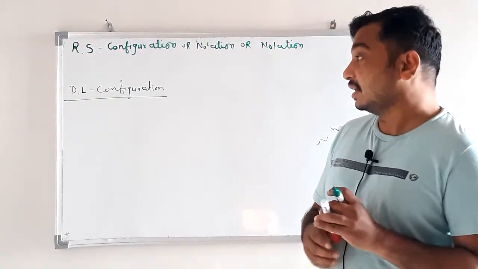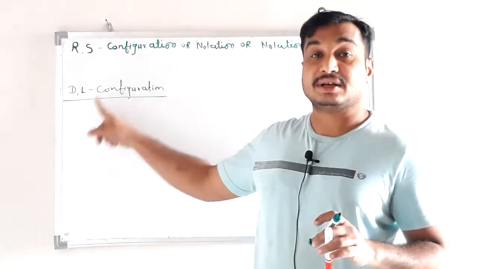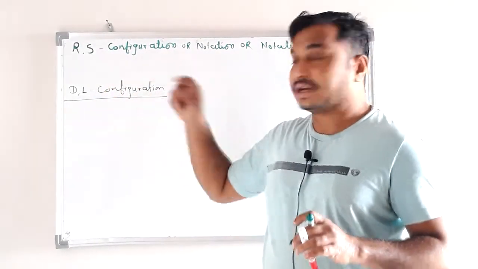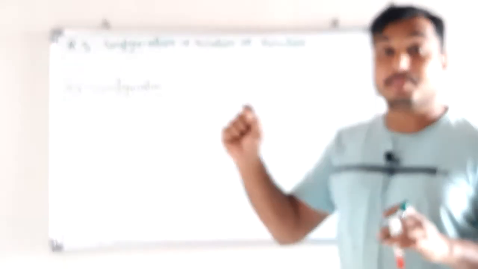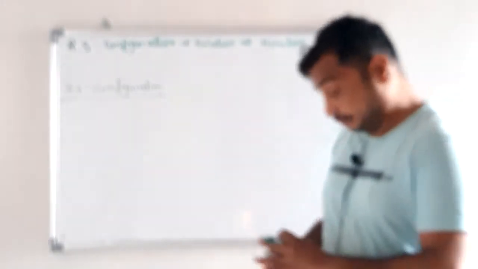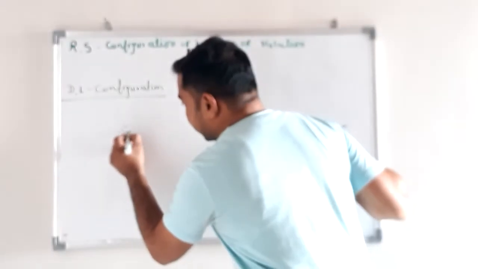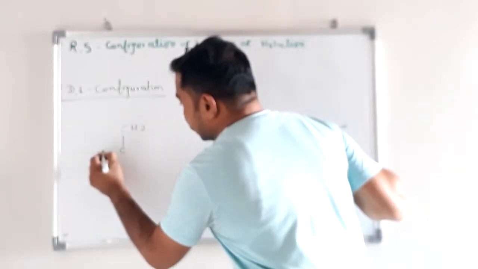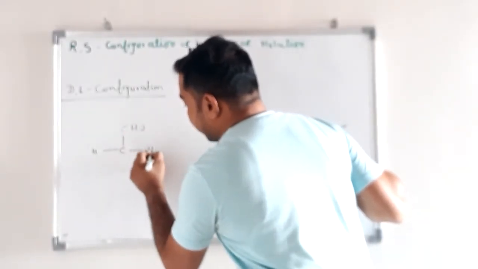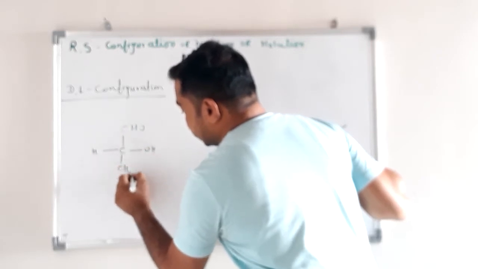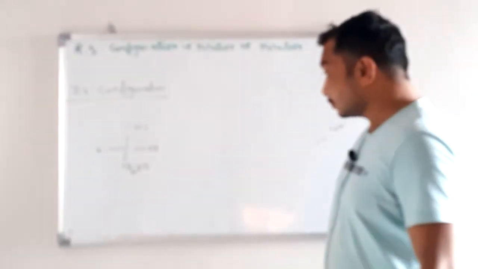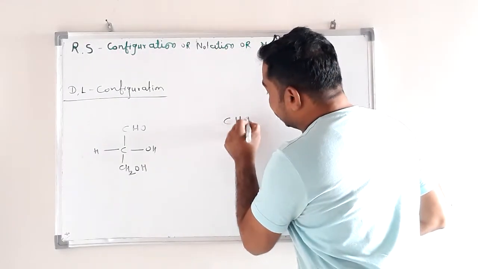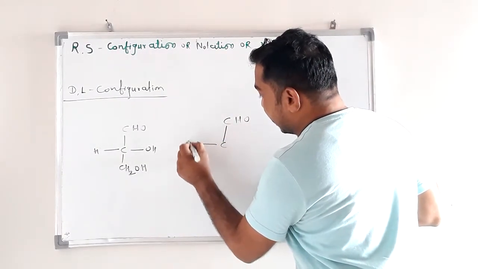Again, one thing is that this nomenclature or this configuration is only applicable for carbohydrates and amino acids. Very clear. For example, CHO, H, OH, CH2OH. This is glyceraldehyde. Again, one more stereoisomer of glyceraldehyde. This one.